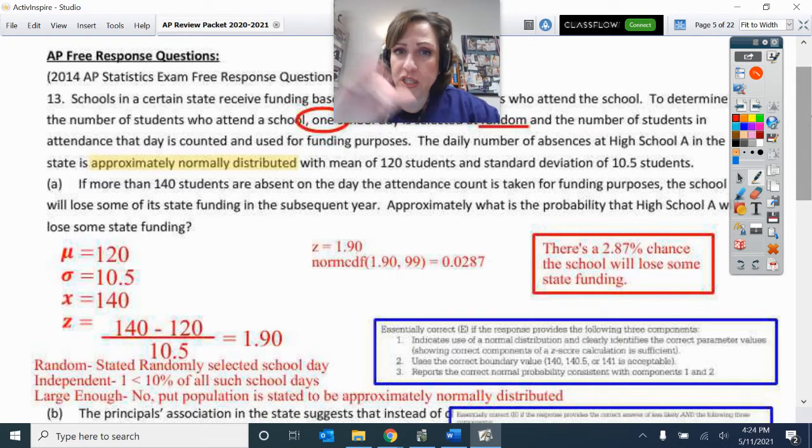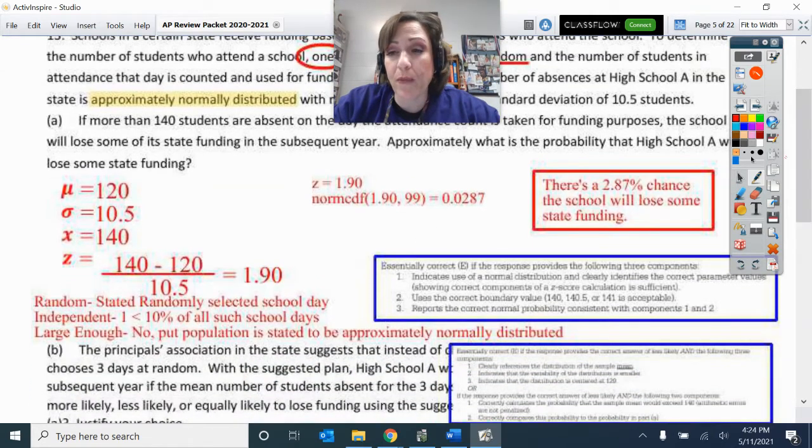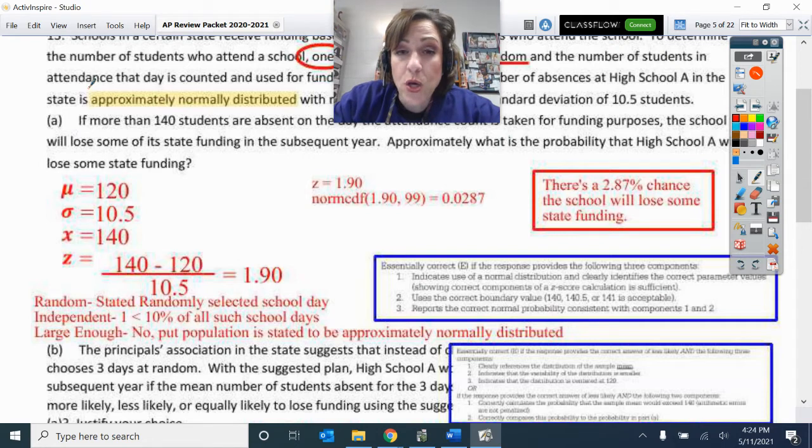Okay, so imagine taking a value for all the school days. There would be, on average, 120 students absent. But if more than 140 are absent on the day that they pick, then they're going to lose funding. So the first question is, what's the probability that they will lose funding? This is asking about one day, and we can do one day.